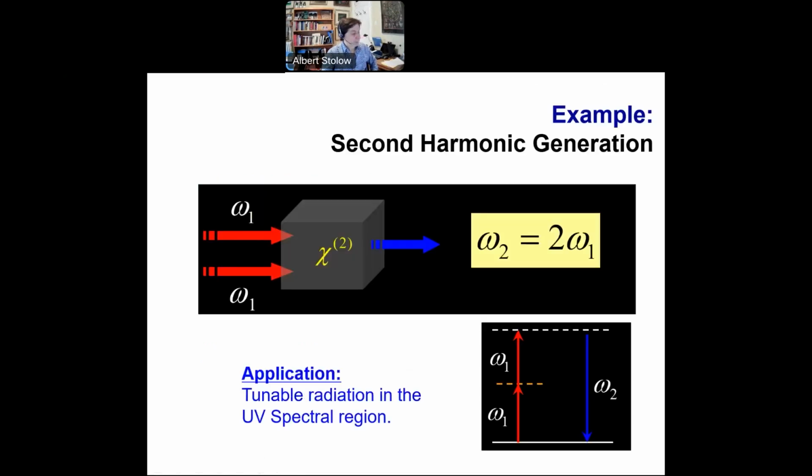Here's an example of second harmonic generation, which you probably heard of. I send in this color omega 1, which is red, and somehow through a medium, a crystal, that has certain symmetry, the two kind of get multiplied together, and I get something at twice the frequency, blue light. In fact, that's how nonlinear optics was discovered. It was discovered by accident. Somebody put a quartz crystal in front of a laser beam, and they saw blue light out from red light in, and they said, how did that happen? And discovered second harmonic generation.